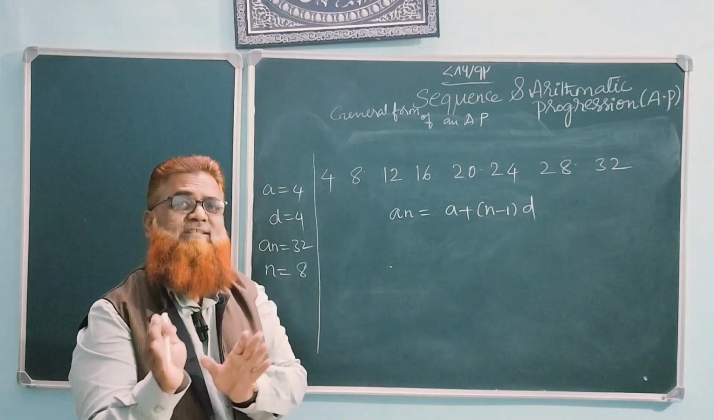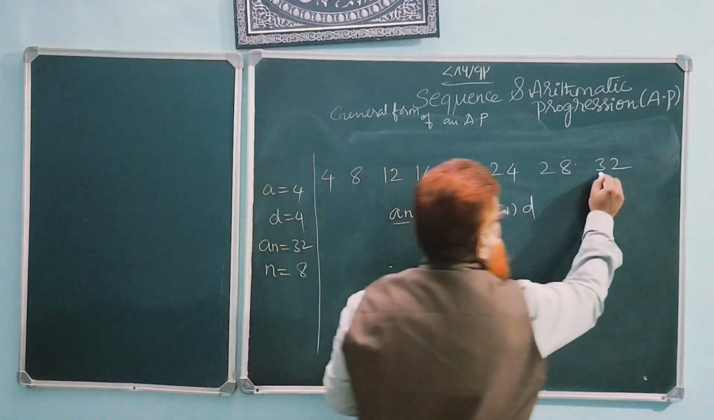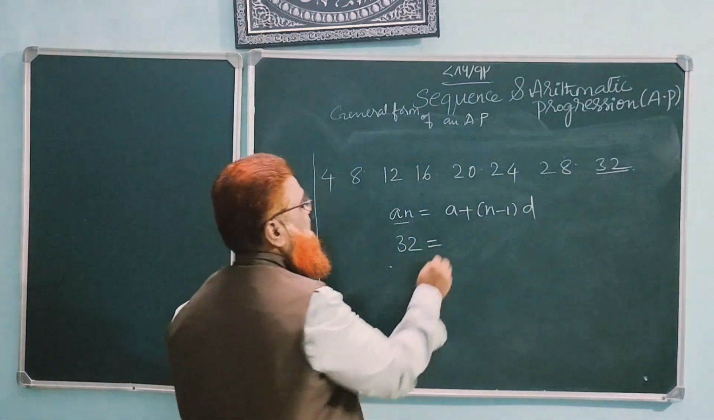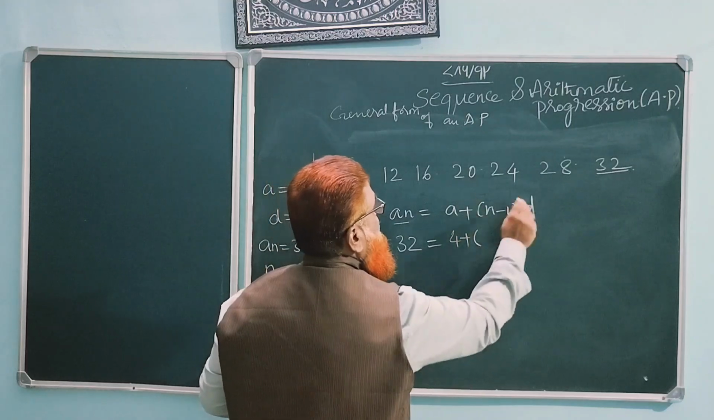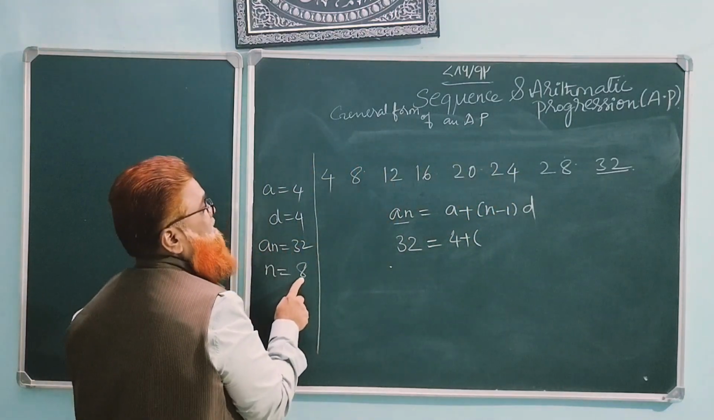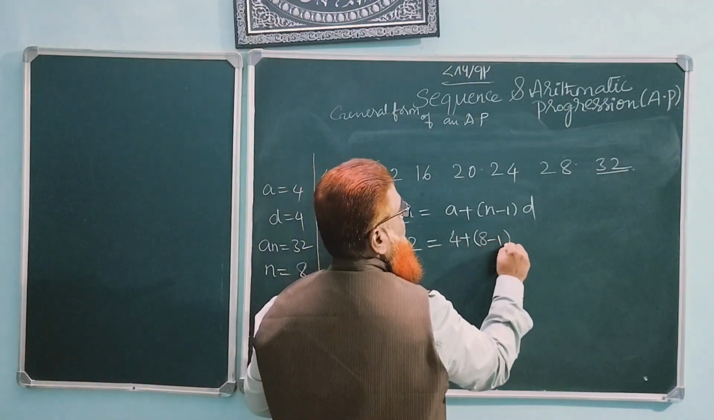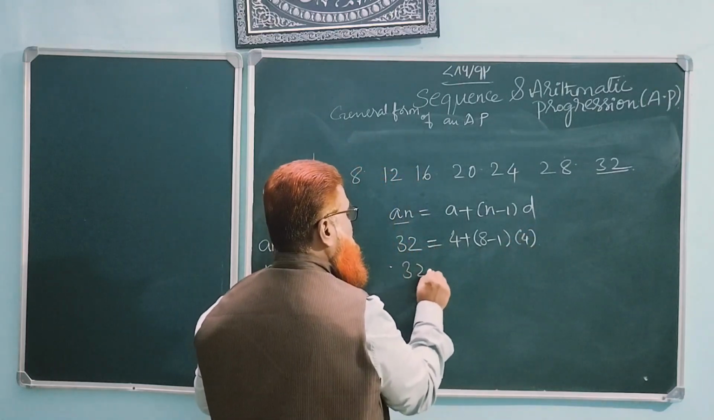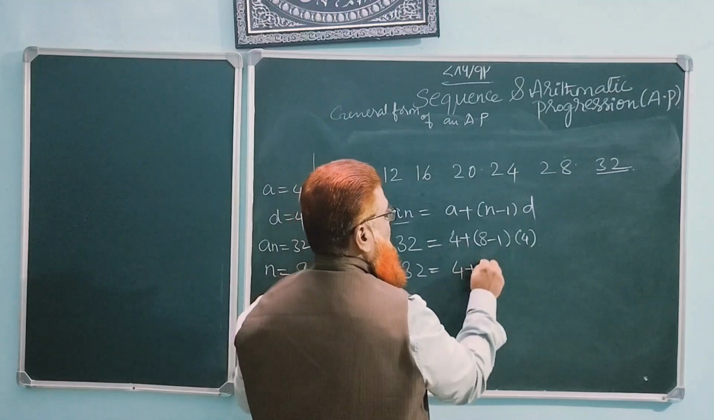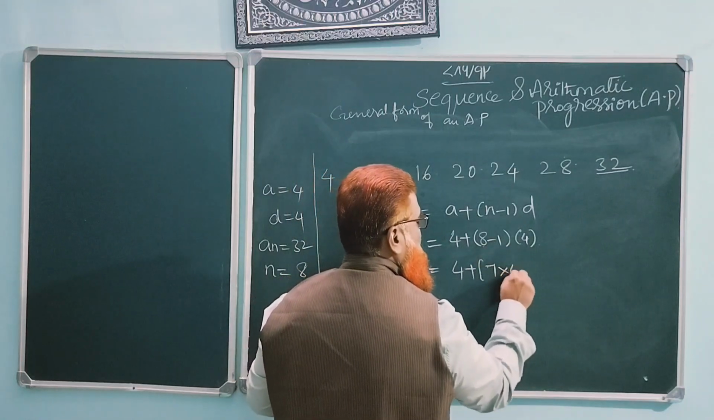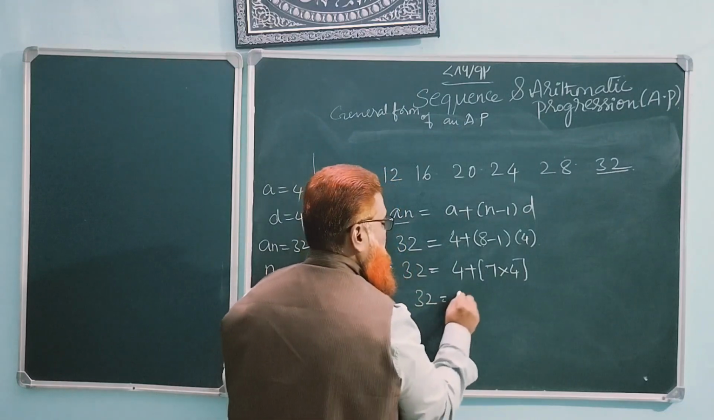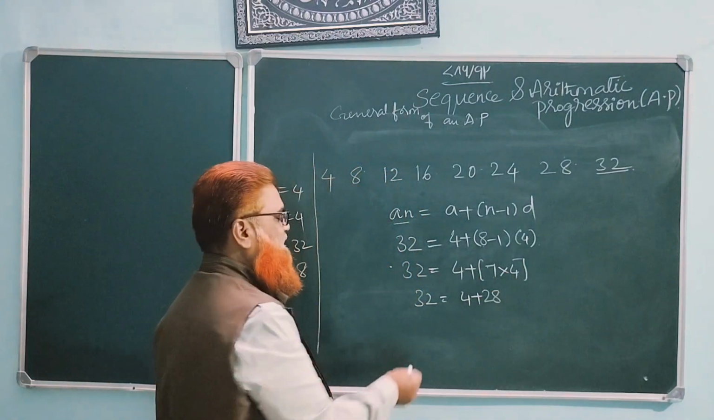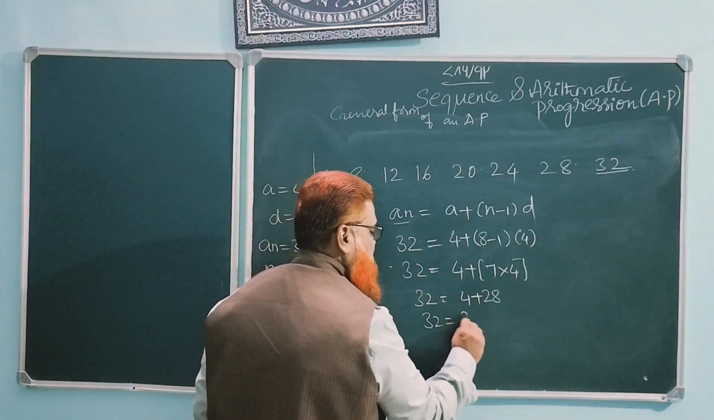Let's prove that LHS is equal to RHS. What is an? It is the last term, 32. Okay. Then what is the first term? It is 4. Then what is the total number of terms in the given AP? It is 8 minus 1. And what is the difference? It is just 4. Okay. 32 is equal to 4 plus, what is 8 minus 1? 7 into 4. That is 32 is equal to 4 plus 7 4s, 7 4s are 28. Therefore 32 is equal to 4 plus 28, which is 32.